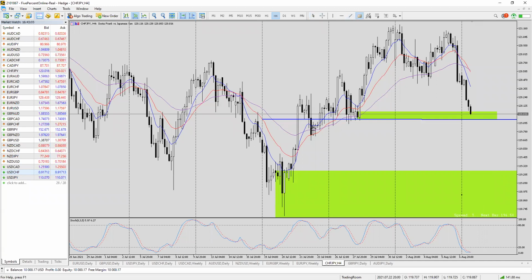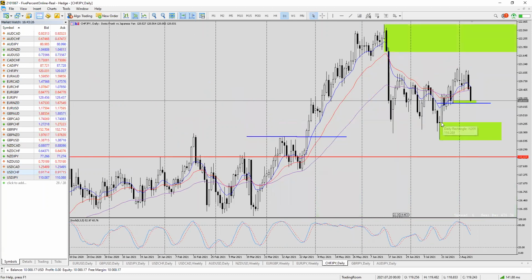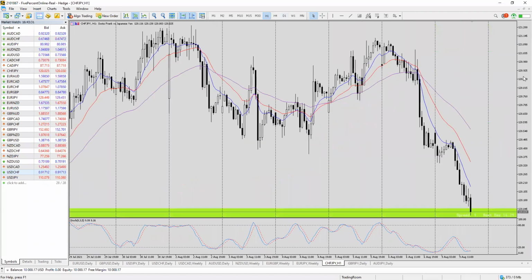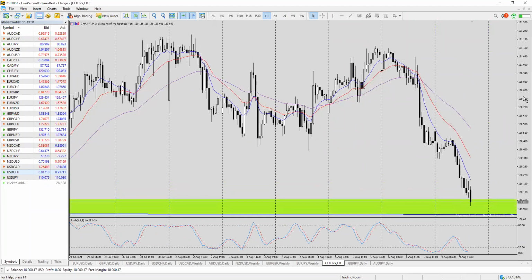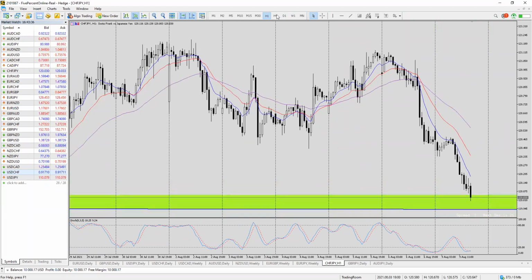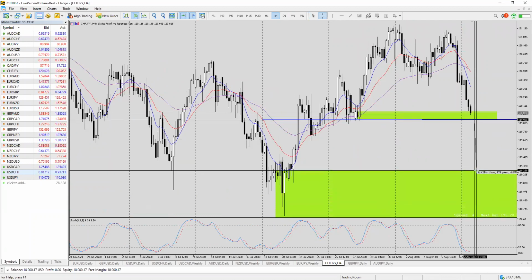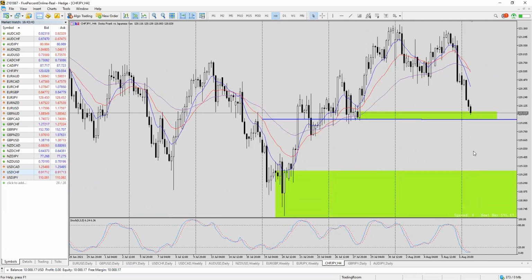So we have another demand here, but this is an intermediate demand. I wouldn't say it's a very strong demand, although it could stop the price here, but the better target is just below. So this is an idea for day trading or short swing trading, just below here with a target down there. That's for the Swiss yen.